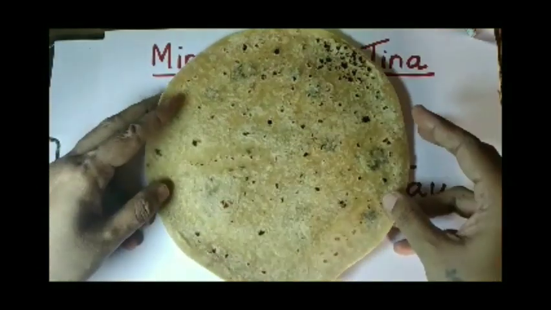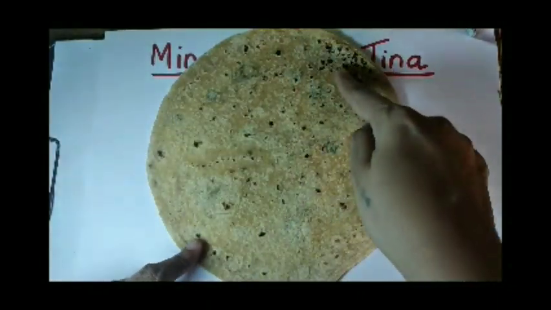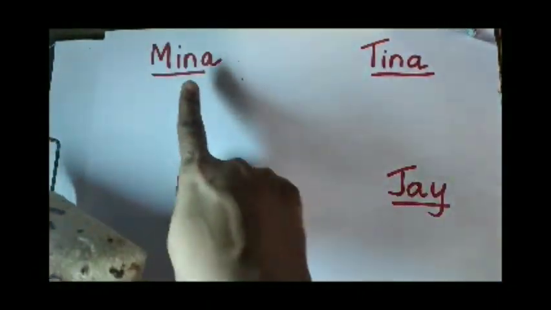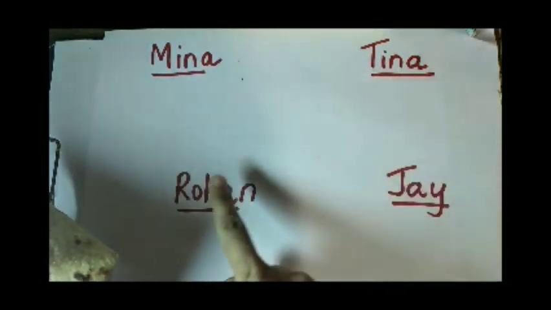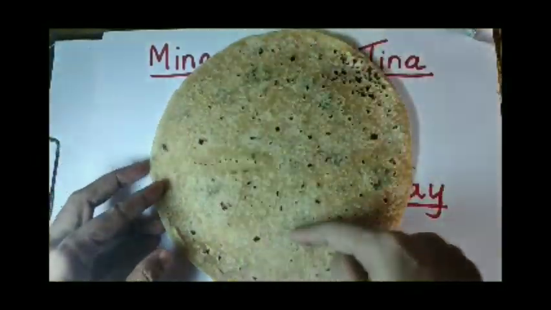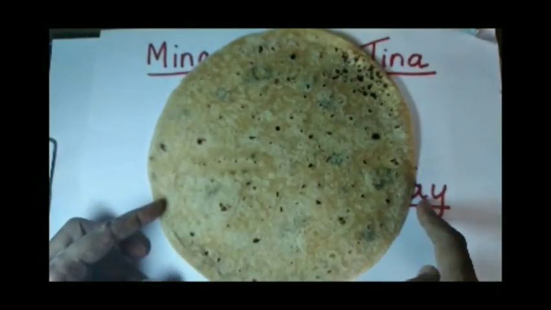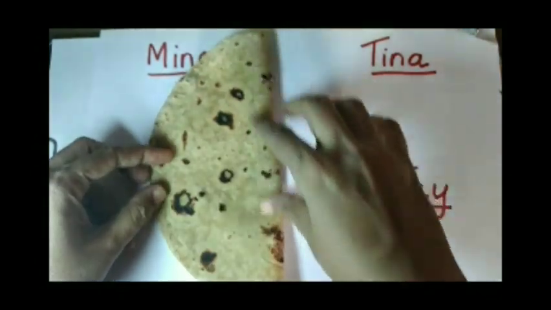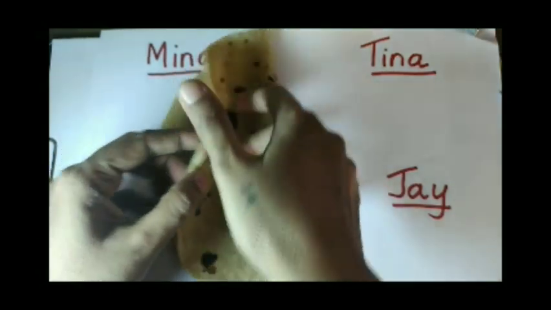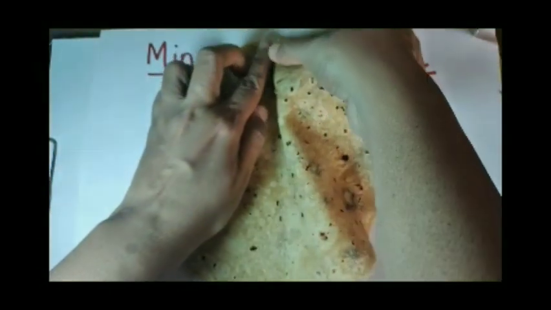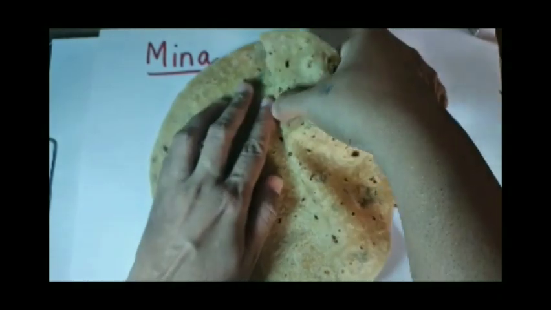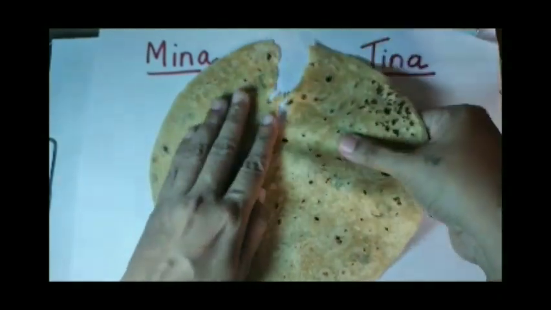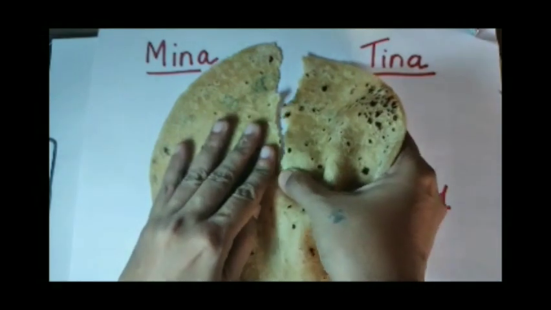Now here, one chapati has to be divided equally between four people, that is Meena, Tina, Rohan and Jay. Now let's divide this whole chapati into four equal parts for four people. Now when it is divided into four equal parts and one part is given to each person, each share is a quarter of the whole bhakri.